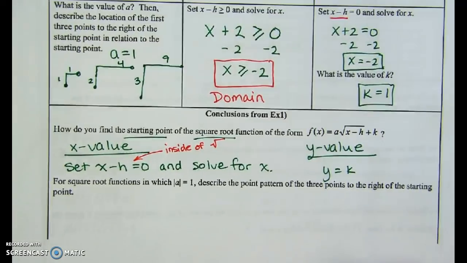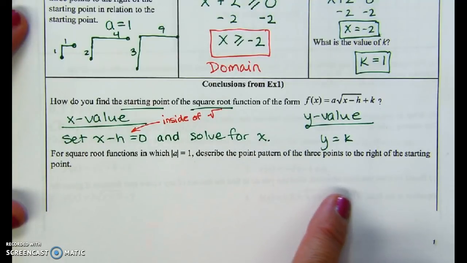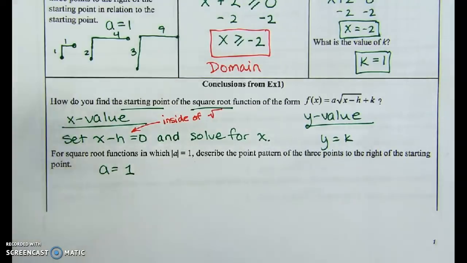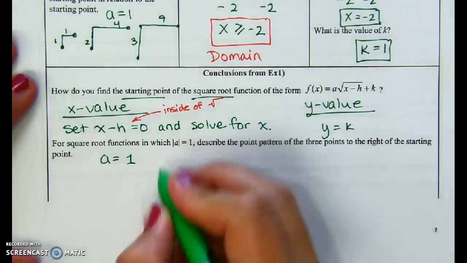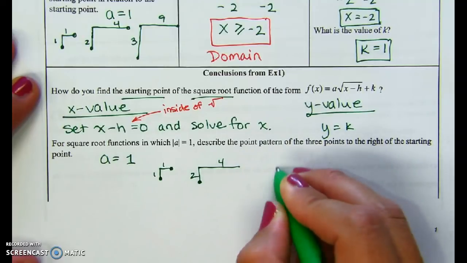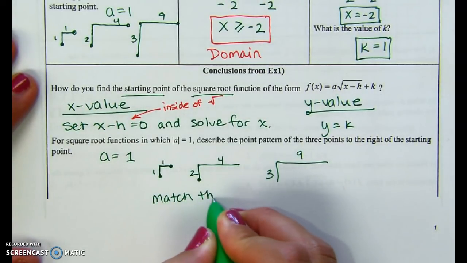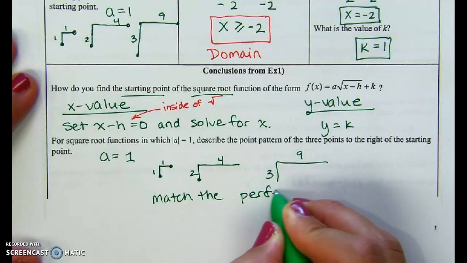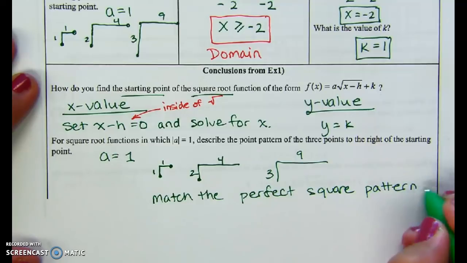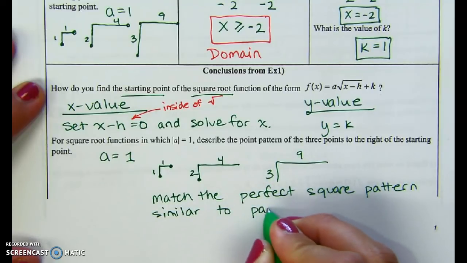It does have a special name. We're going to get to that later. For square root functions in which a is equal to 1, describe the point pattern of the 3 points to the right of the starting point. Only because a equaled 1 in this case. The point patterns actually matched the squares: up 2 over 4 and then up 3 over 9. They match the perfect square pattern, similar to parabolas.